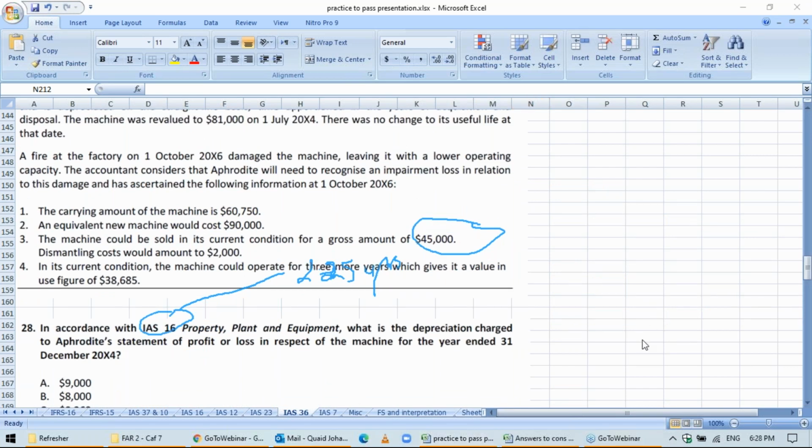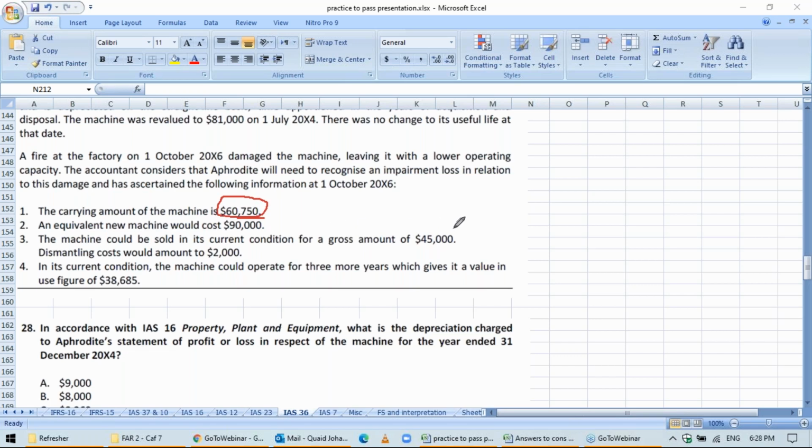So I'll be highlighting, marking with red ink the important figures. See, the carrying machine value is given as 60,750, as we calculated, right? And then the fair value is 90.